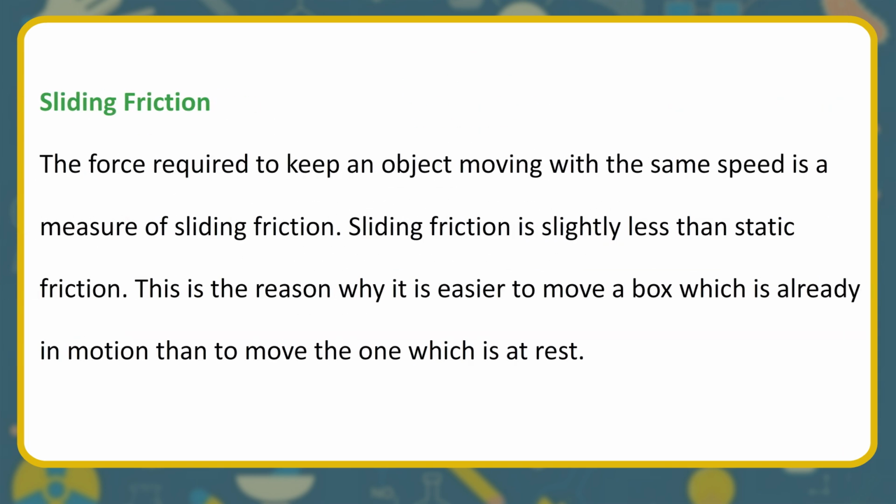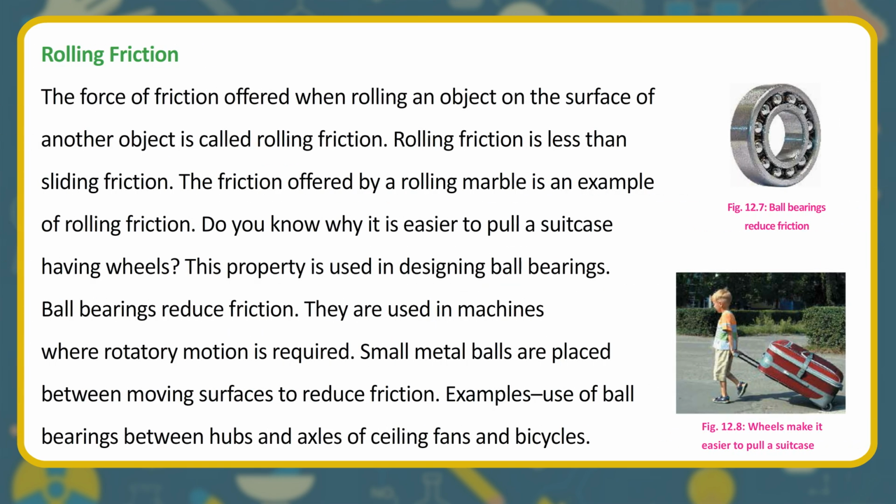Sliding friction. The force required to keep an object moving with the same speed is a measure of sliding friction. Sliding friction is slightly less than static friction. This is the reason why it is easier to move a box which is already in motion than to move the one which is at rest. Rolling friction. The force of friction offered when rolling an object on the surface of another object is called rolling friction. Rolling friction is less than sliding friction.